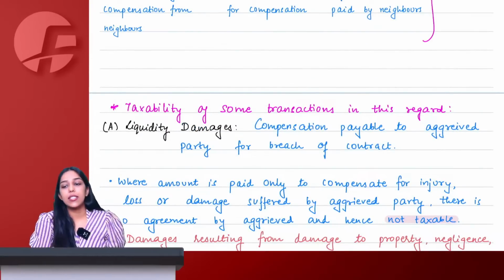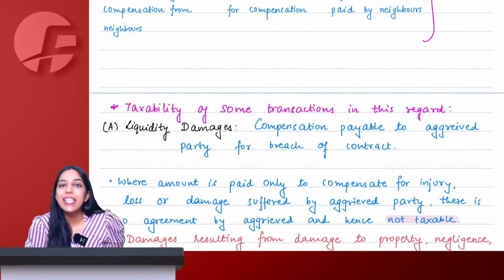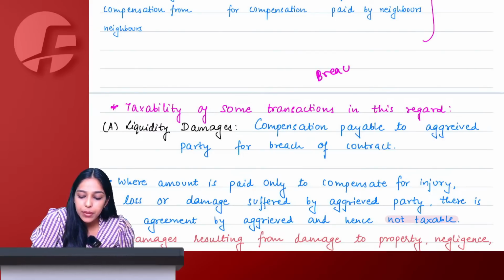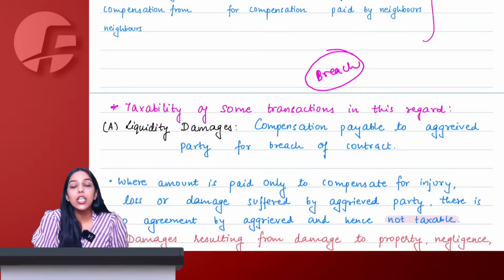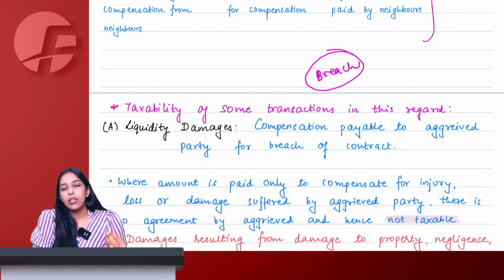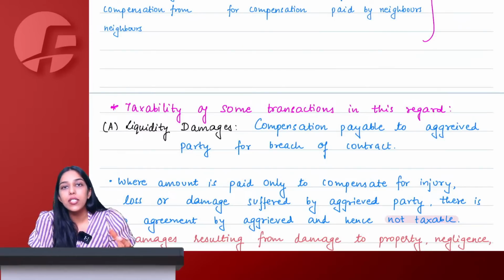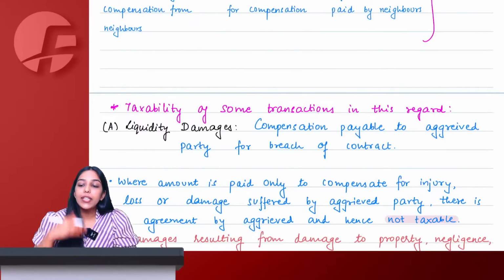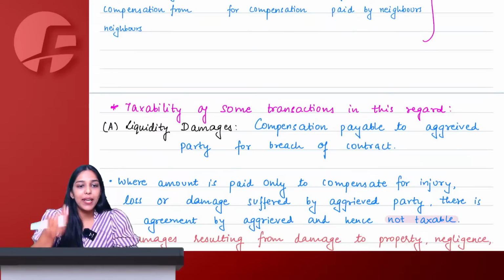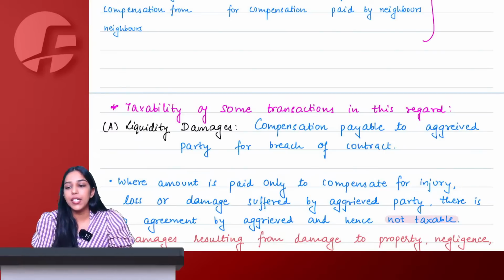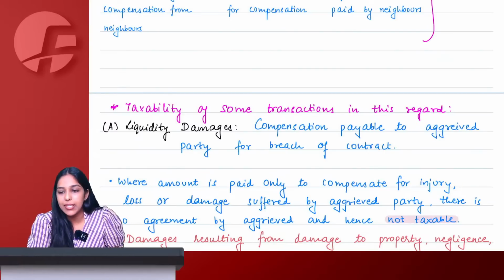But if in any case there is a contract to simply provide for liquidated damages, whatever amount I am getting is basically for a breach of contract, because I have suffered some loss or injury or damage, and the opposite person is only paying me the money to set off for that loss or injury, then that amount is not taxable under GST because I never agreed for it basically.